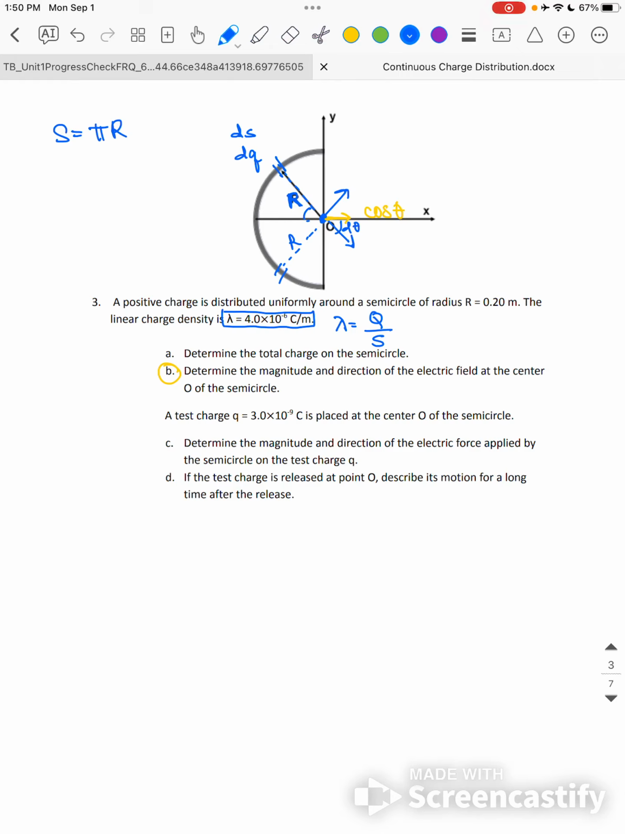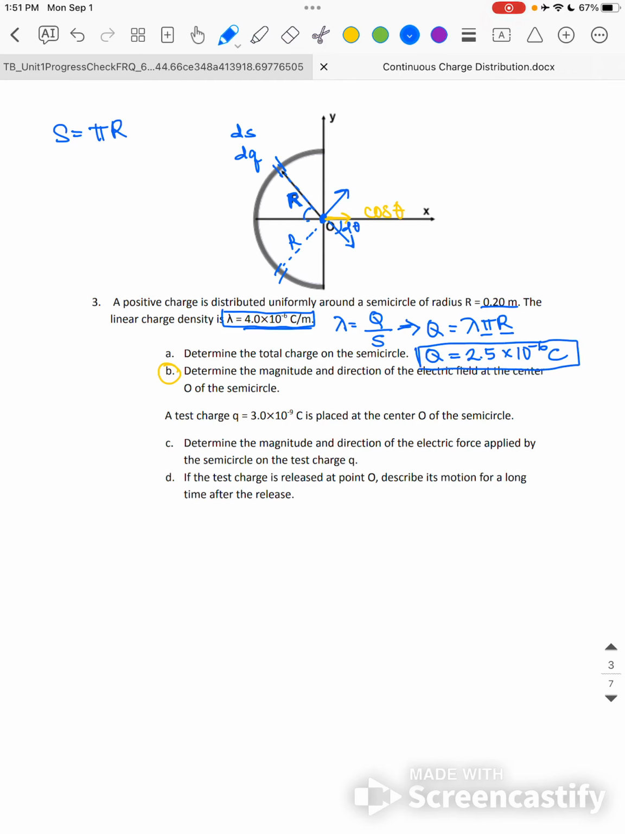So then from here, I can solve for Q, which is equal to lambda times S, which again is pi r. And then I can plug in all of my values, which is 4 times 10 to the negative 6, pi 3.14, radius right here of 0.2. And then when you plug that in, you get a Q equal to 2.5 times 10 to the negative 6 coulombs. Okay, so we've solved for the charge, easy peasy.